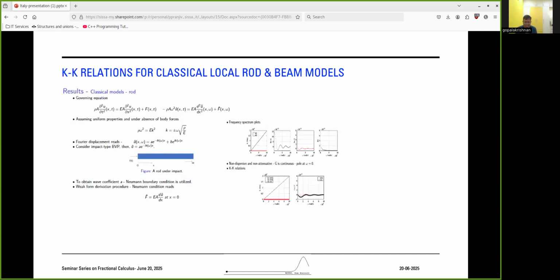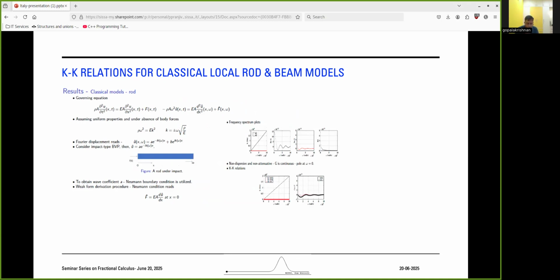So let us take a simple KK relation for a classical rod. A rod is well behaved; you have a non-dispersive system. So here the imaginary part is 0. When we feed the value in the K form of the KK relation, we do get imaginary 0, and that's what is shown here.